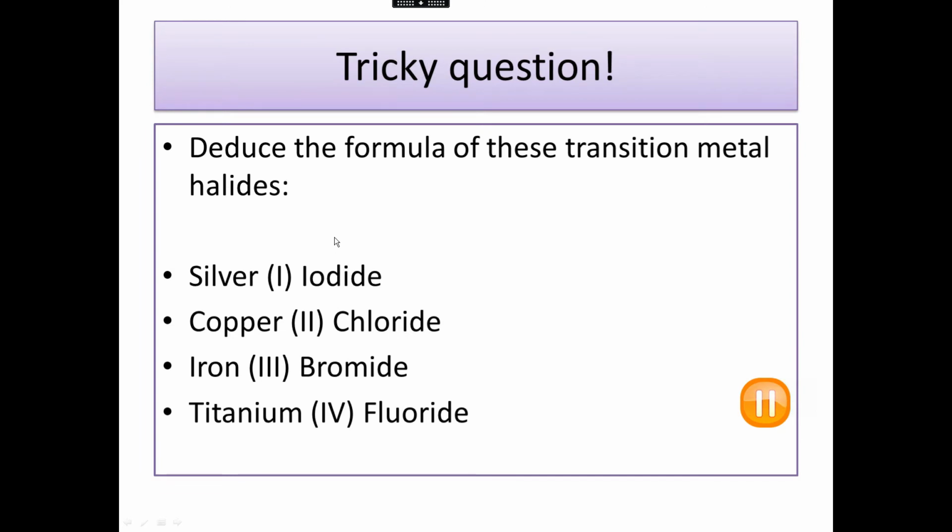Right, okay, here we go. Can you work out the formula of these transition metal halides? Remember that the halides are always 1-. So can you work out what the formula would be if they went with silver 1+, copper 2+, iron 3+ or titanium 4+? Pause the video, see if you can think in your mind, what would the formula of these salts be?